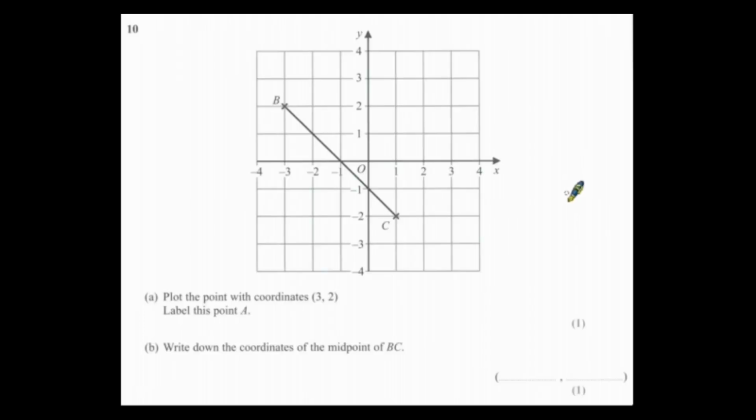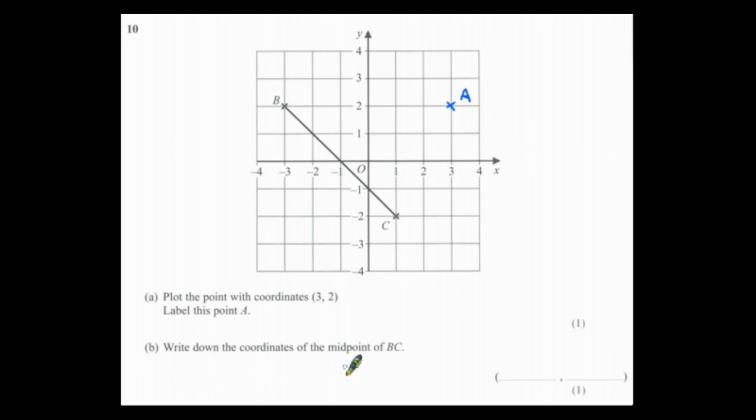Question 10 is all about coordinates, and we are asked first of all to plot the point with coordinates 3, 2. Therefore we go on the x-axis 3, up the y-axis 2, and put an X right on the corner there, and we are asked to label it A, so let's just call it A.